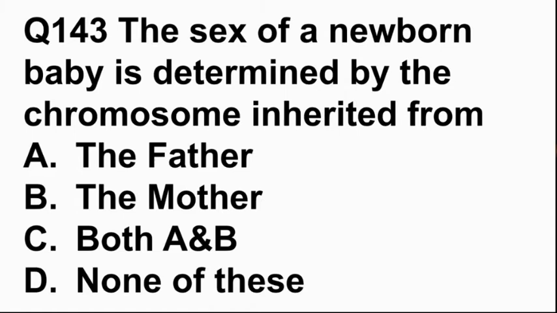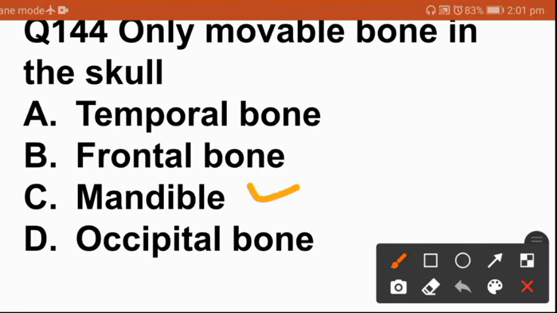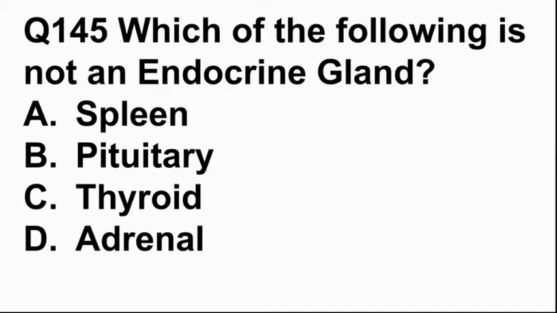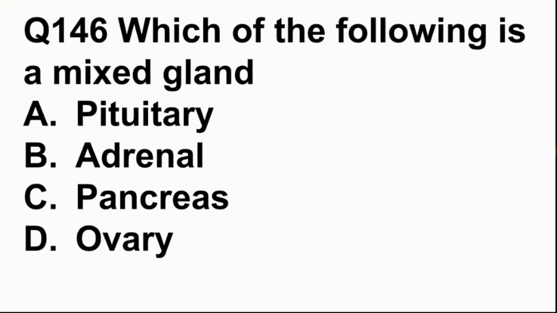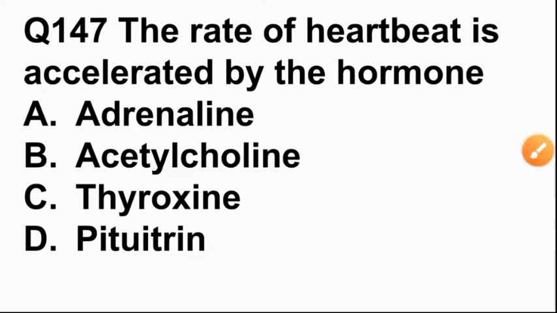The sex of a newborn baby is determined by the chromosome inherited from A. The father. Only movable bone in the skull. C. Mandible. Which of the following is not an endocrine gland? A. Spleen. Which of the following is a mixed gland? C. Pancreas. The rate of the heartbeat is accelerated by the hormone A. Adrenaline.